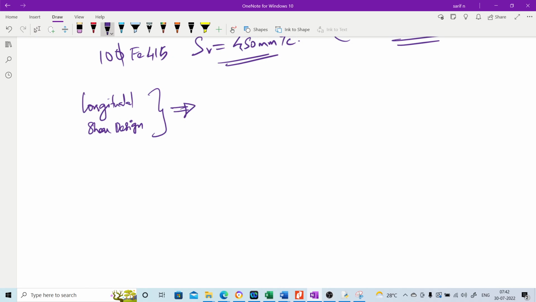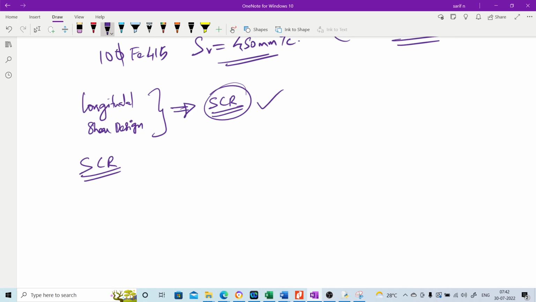The only thing that we have to do will be the special confining reinforcement. That is the ductile detailing as per IS 13920 will only have to be done by us. Whatever we did till now will not have to be done. Okay, so let us see how to do the special confining reinforcement design.